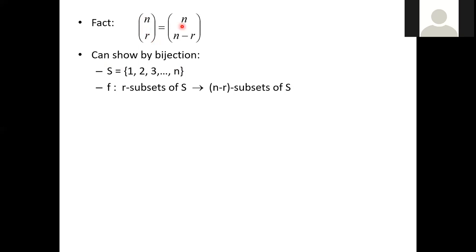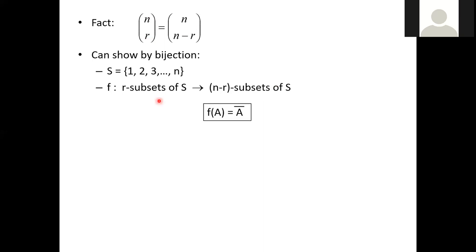On the right hand side, we'll have a set of N minus R element subsets of it, right? So this quantity is supposed to be the cardinality of the set of N minus R element size subsets of this set. But I will show you a very simple function between the set whose cardinality is expressed by the left hand side, which is the set of R element subsets of S, and the set whose cardinality is expressed on the right hand side, which is the set of N minus R element subsets. And moreover, this function is a bijection, which would imply that this set and this set must have the same cardinality, and therefore the left hand side and the right hand side must be equal.